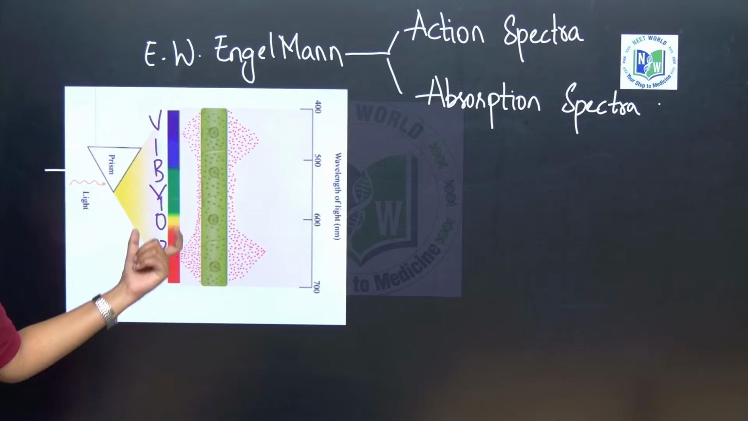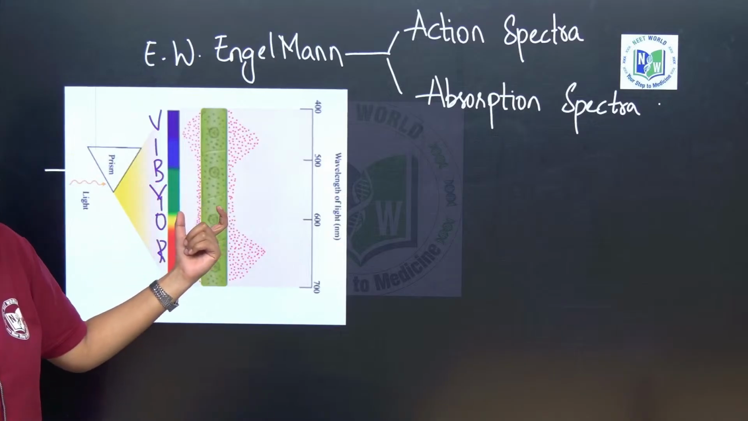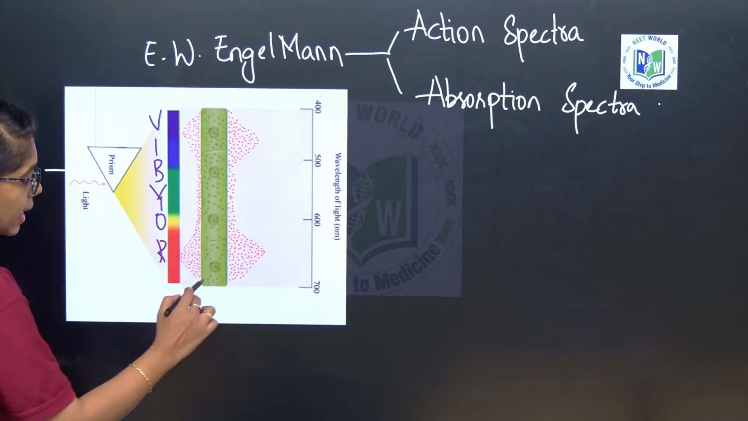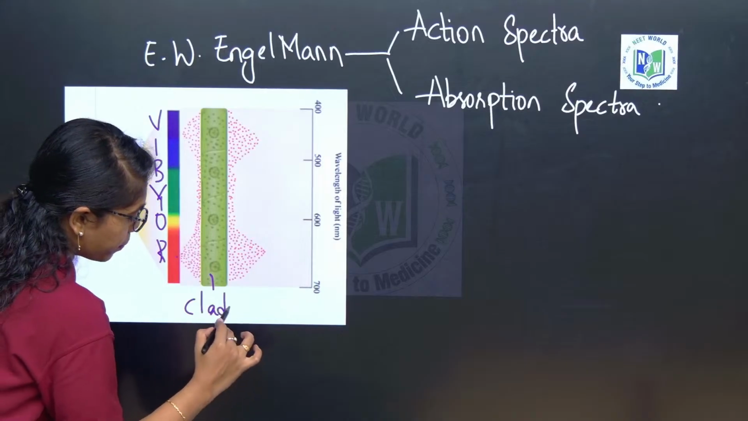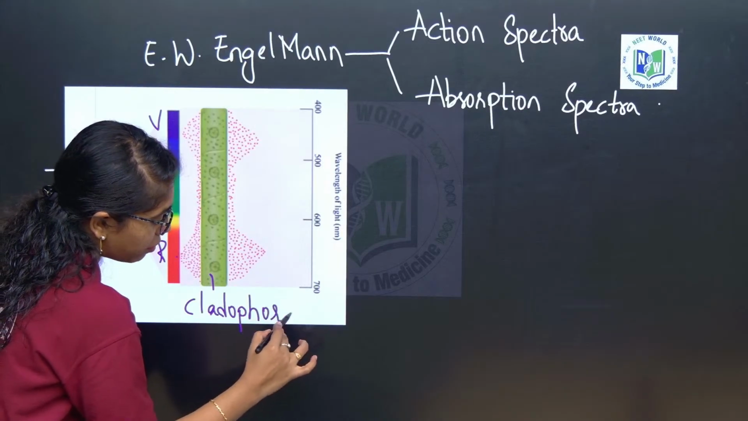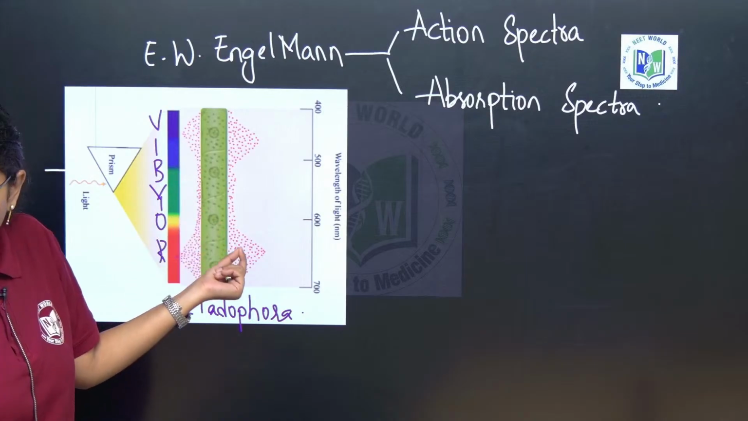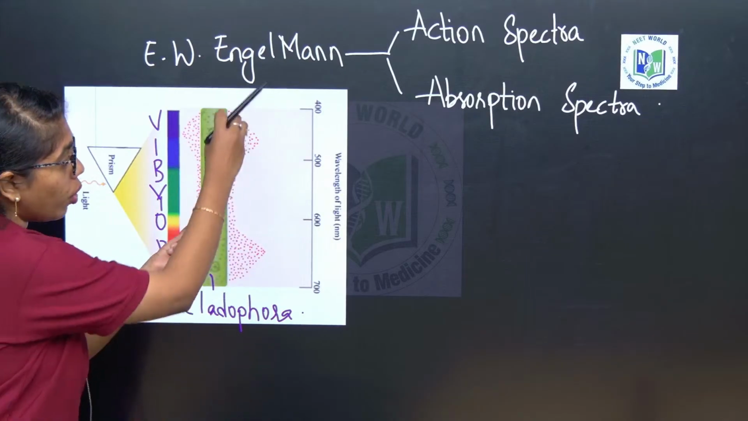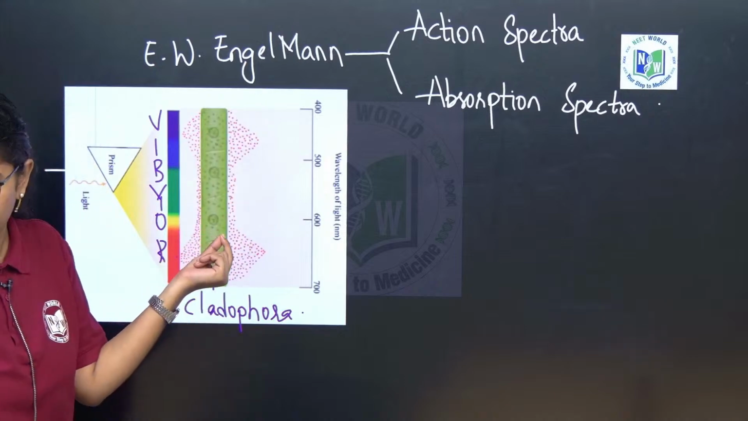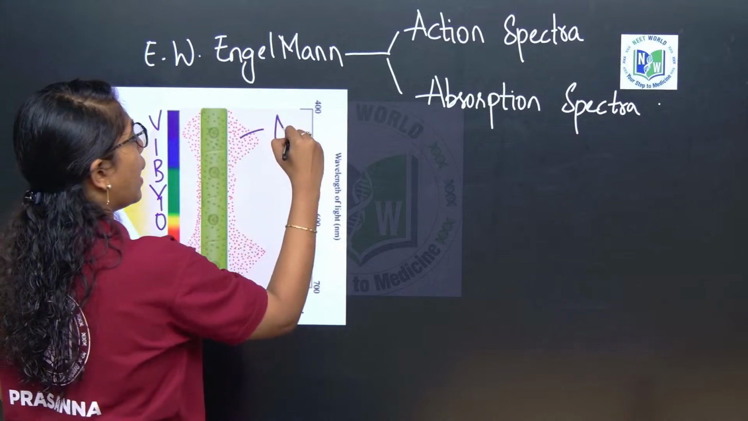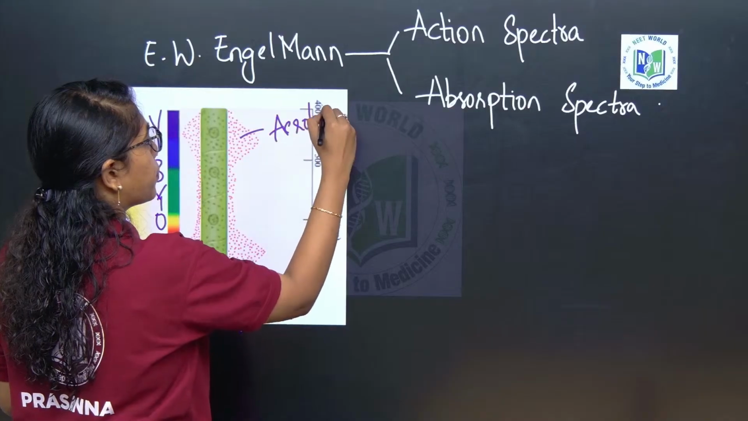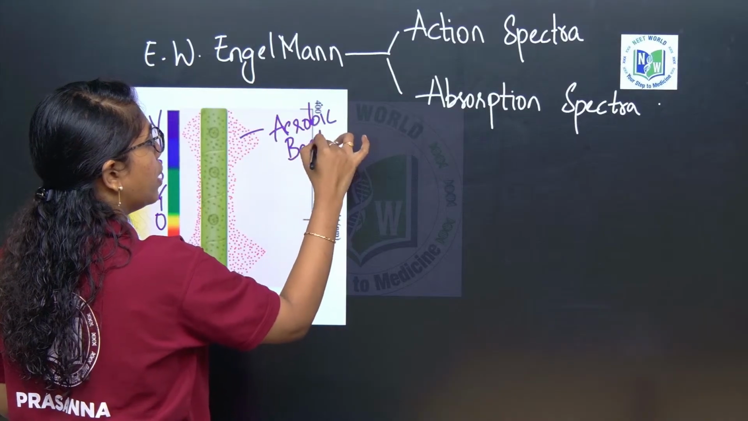This scattered light is being exposed to algae. What is that algae? Cladophora, which is a filamentous algae. So this light is exposed to filamentous algae. Over this algae, bacteria were placed. What are those bacteria? Aerobic bacteria. Listen to this carefully.